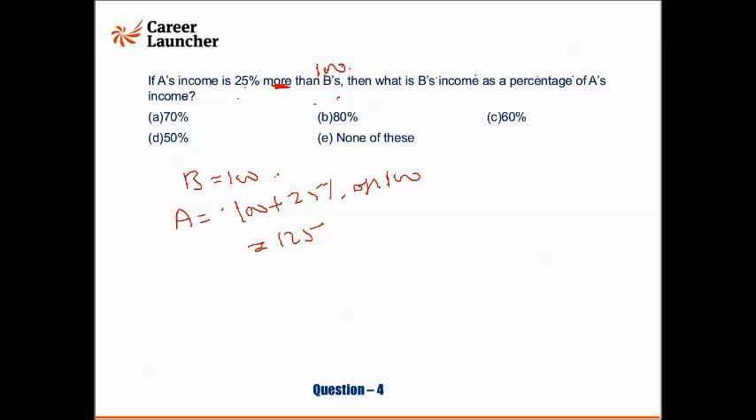Now what is B's income as a percentage of A's income? So you have to calculate percentage value, that is B's income 100 divided by 125 into 100. So you will easily calculate this answer, you will get 80%, okay? Now, so my answer will be B.